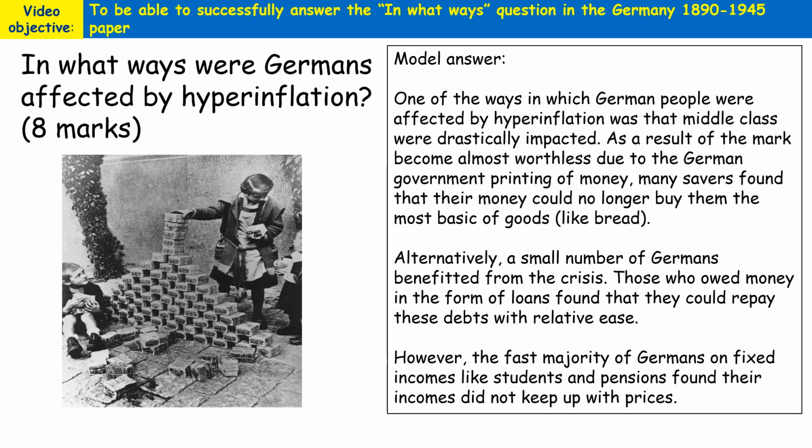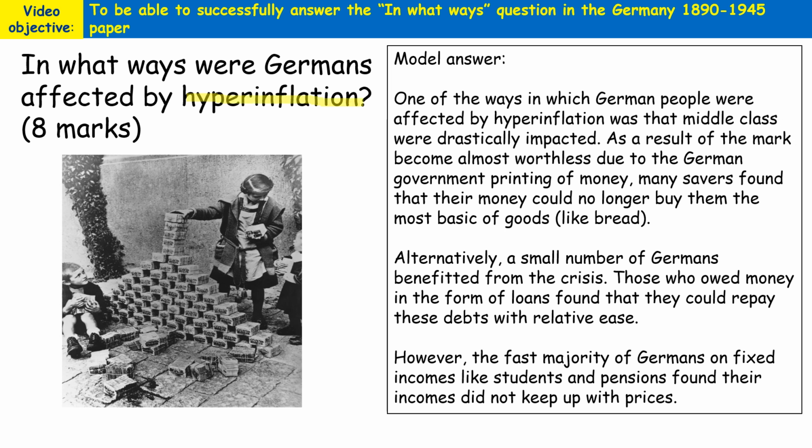So here's the model question that we're going to be looking at. In what ways were Germans affected by hyperinflation? Now, for this type of question, you must refer to hyperinflation in your answer. If you don't refer to hyperinflation in your answer, you're probably not going to get a mark higher than 2 out of 8 for this type of question. So you must refer to hyperinflation, and I'll highlight that now in your answer.